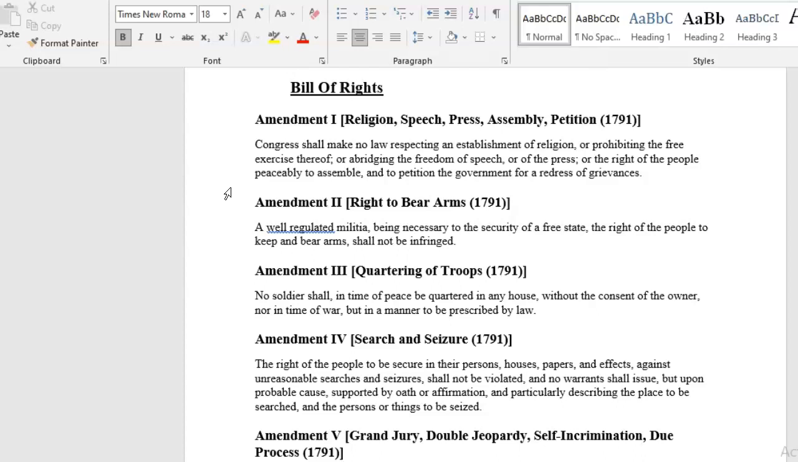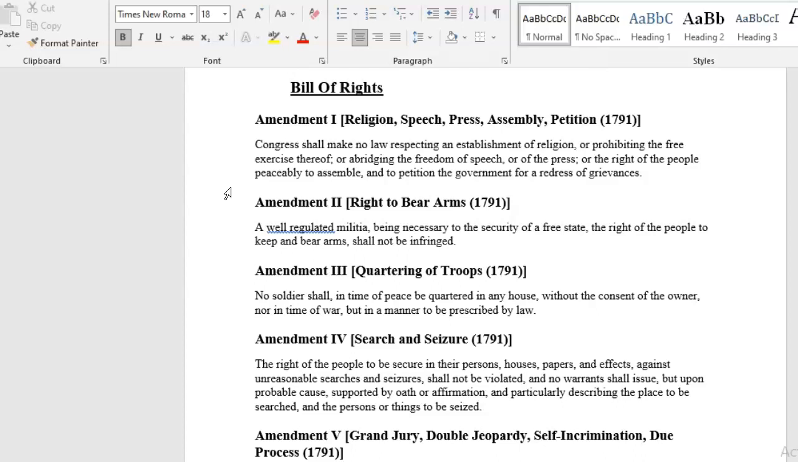We only have one sentence here, but again, it packs a wallop. So the Second Amendment is the right to bear arms. A well-regulated militia being necessary to the security of a free state, the right of the people to keep and bear arms shall not be infringed. And we see that being infringed all the time in this country, but we also see a lot of deception in this area about these rights.